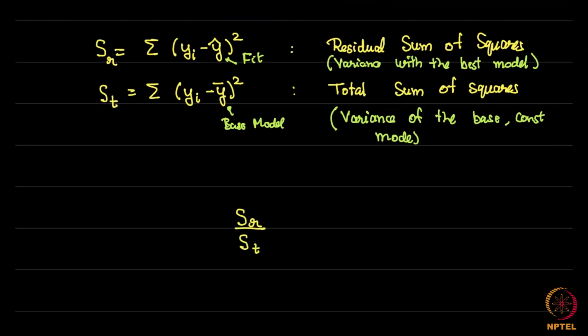But we are going to do one more thing. We will say it is 1 minus SR by ST because, let me come to that quickly, R square, or let me use small r square because we used capital before. So this R square is known as coefficient of determination. Let's look at its properties.